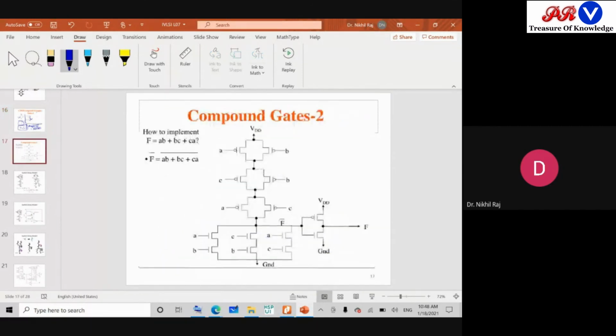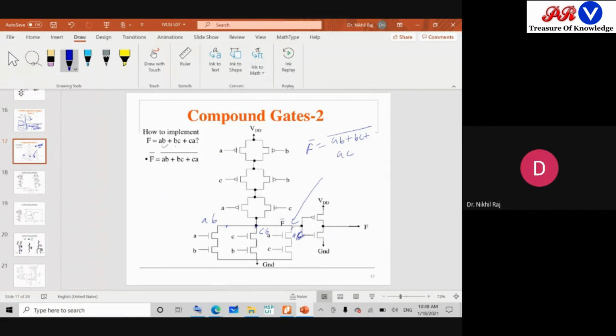this is the second compound gate. What is the function realized here? So at this point, what will happen? This will give me AB, this will give me CB, and this will give me AB. So what is F complement here? The notation is F complement. F complement is AB plus BC plus AC, and it is a whole complement.